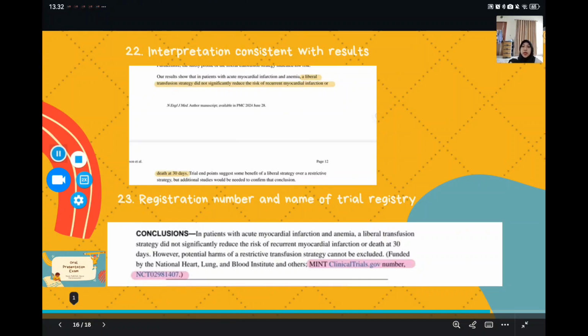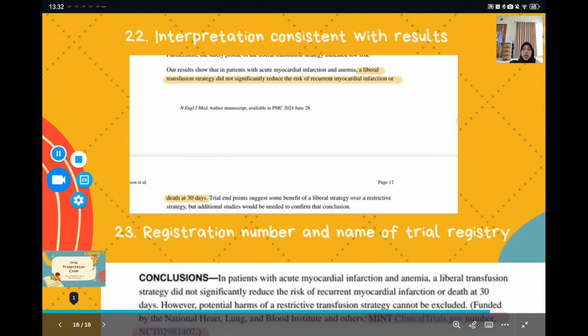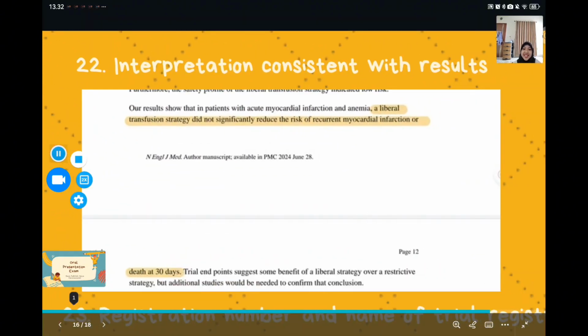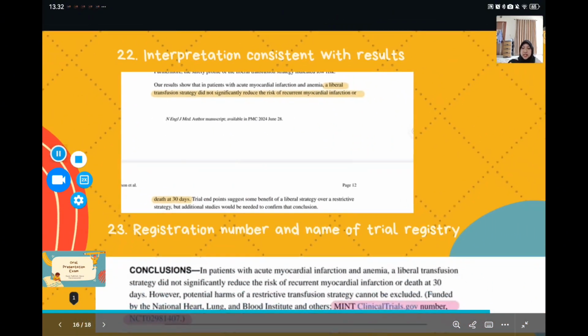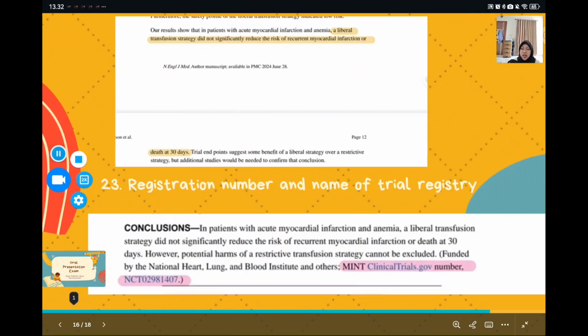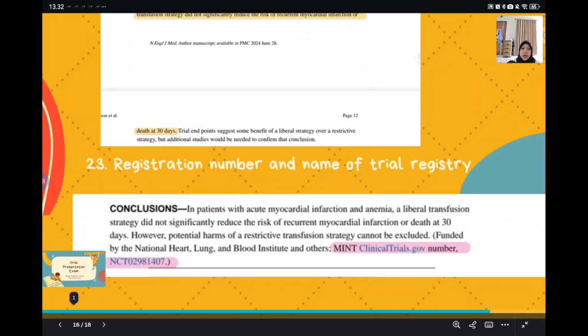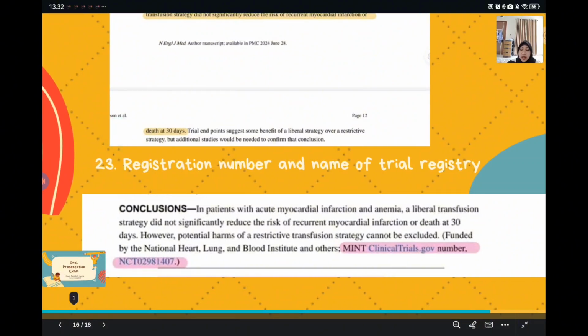Okay, so 22 is interpretation consistent with results. So this is the interpretation: a liberal transfusion strategy did not significantly reduce the risk of recurrent myocardial infarction or death at 30 days. That's the result. This article also has a registration number and name of trial registry.